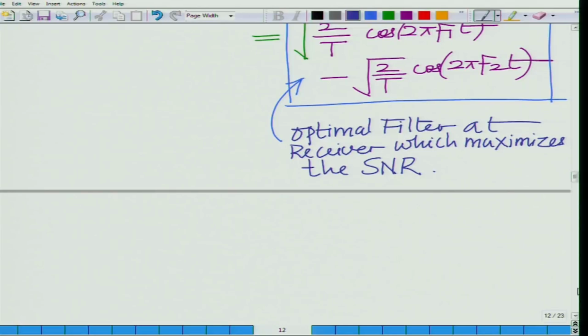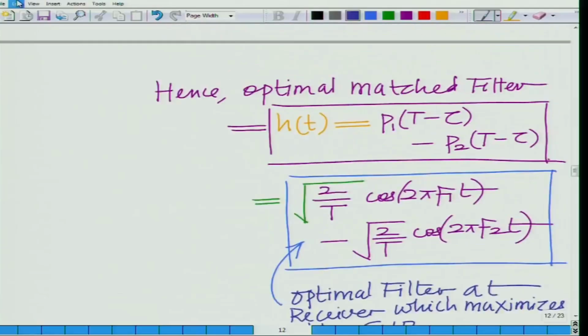This is the optimal filter at the receiver, which maximizes the SNR. So, that is basically proportional to p 1 t minus p 2 t. One can choose p 1 t minus p 2 t divided by 2, or simply p 1 t minus p 2 t. Therefore, the optimal matched filter will be p 1 T minus tau and minus p 2 T minus tau. So, that is basically your matched filter.